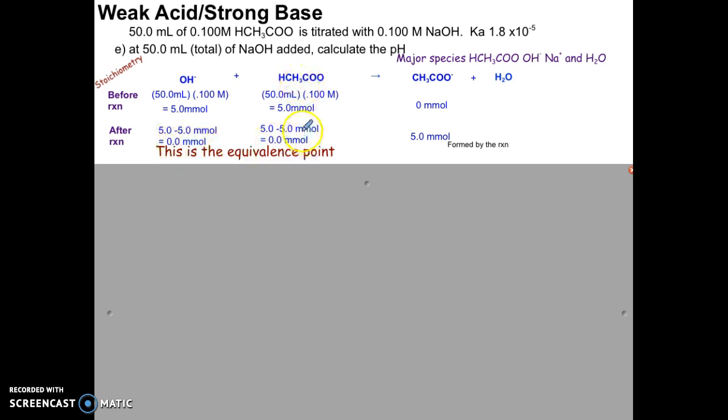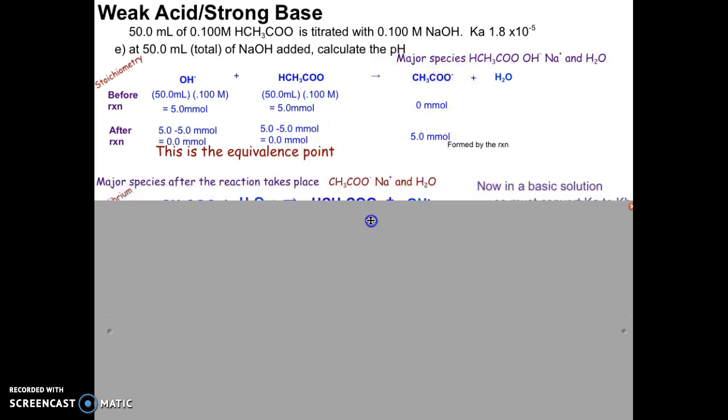We would completely have no limiting reactant. They're at a perfect stoichiometric point. This is called the equivalence point, okay? And you would have no more OH, you would have no more acetic acid. It's been all converted to the acetate ion, and you formed 5 millimoles of it. So now you're at the equivalence point.